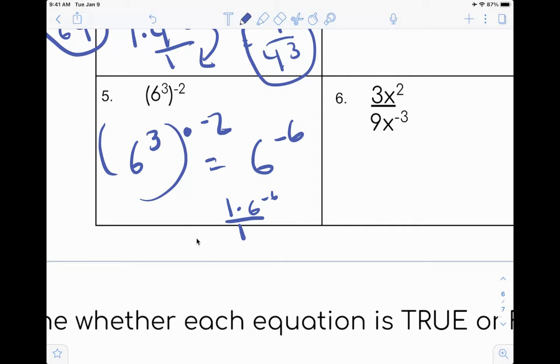So I'm going to now take my 6 to the negative 6th power, and I'm going to change position and make that positive. So now I have 1 divided by 1 times 6 to the positive 6th power. And that simplifies to 1 divided by 6 cubed.